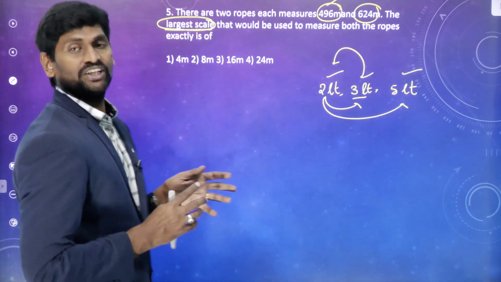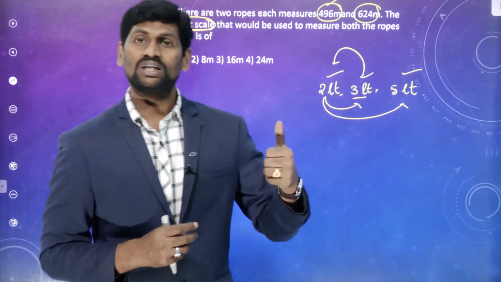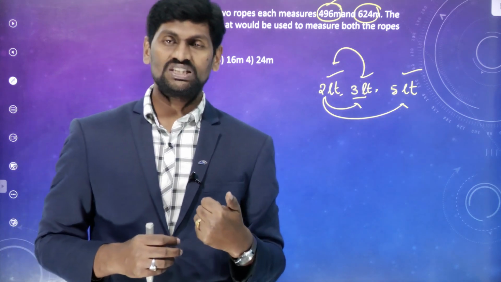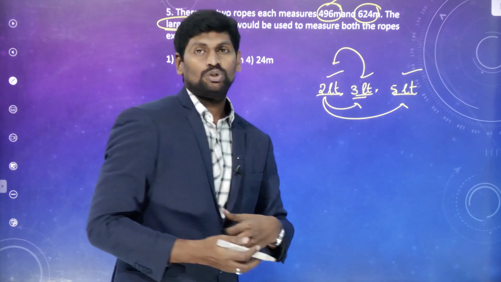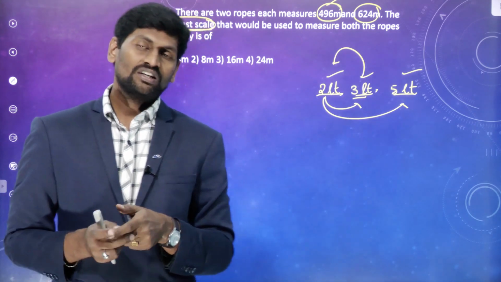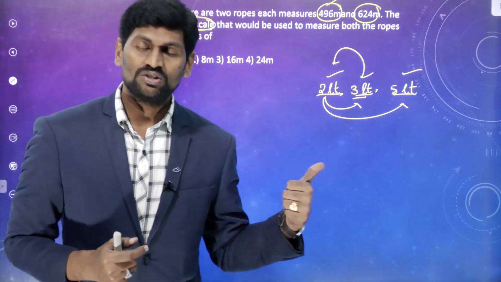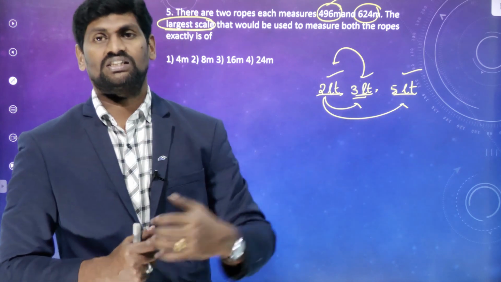But here we need to measure all the 3 jars by using a 1 liter jug, 1 liter jar, because the HCF of these 3 is 1. 2, 3, 5 are prime numbers, there is no common factor except 1. So HCF will be 1. So we can use a 1 liter jar to measure these 3 quantities.